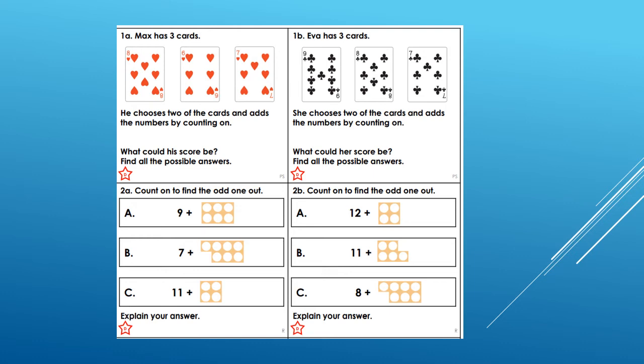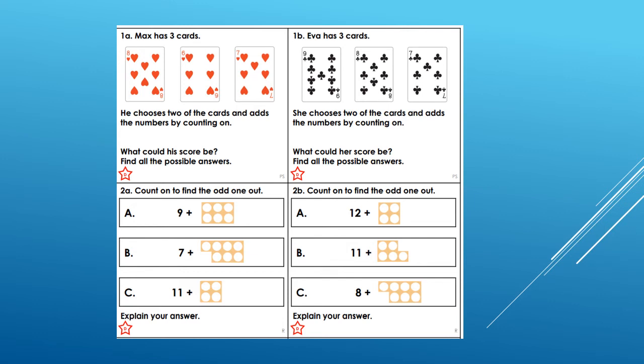So this is your chance to give it a go. Pause the video once we've finished explaining. You've got 3 cards here. I want you to pick 2 of them and add by counting on. Remember, we put the larger number in our head and then we count on the smaller number.